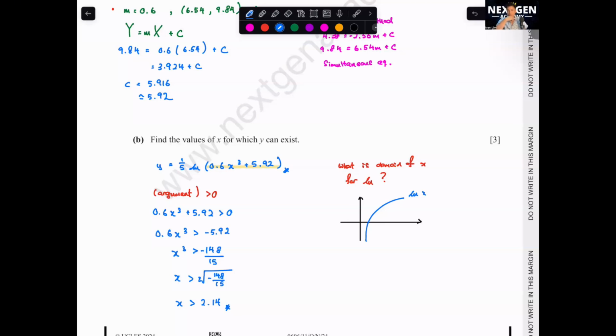Okay, does the answer have negative? Yes. Sorry, I forgot a negative here. Negative 2.14. Okay, only negative.